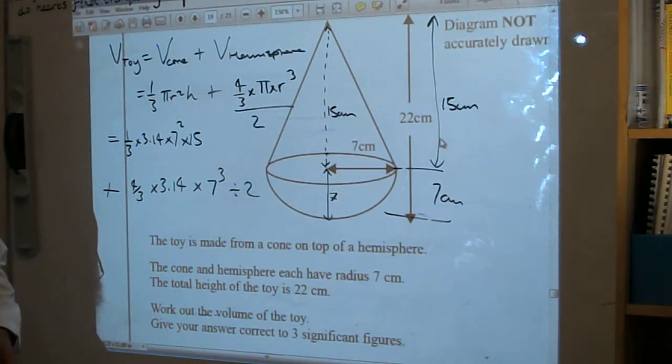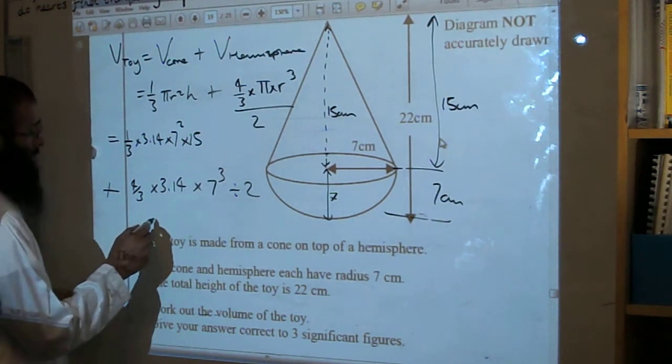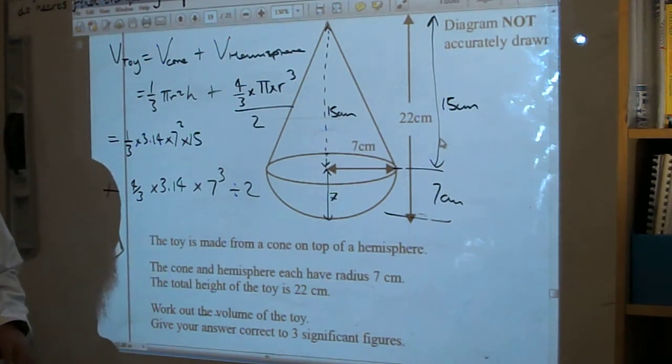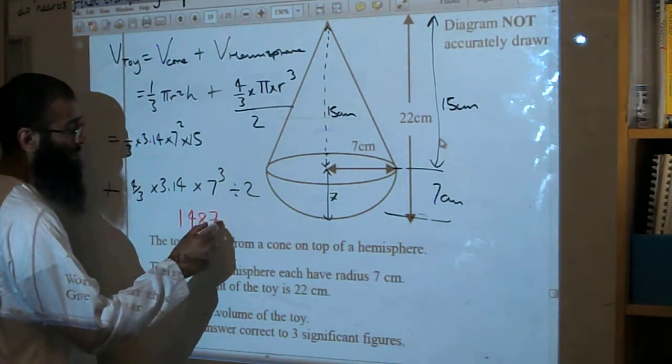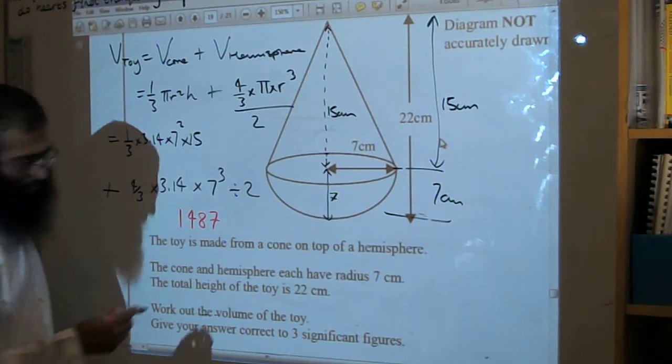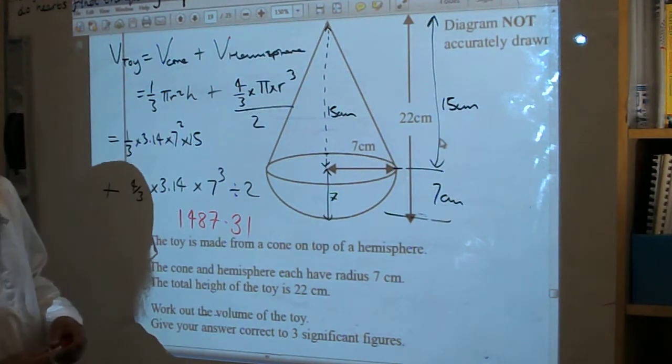Okay, what do we get, folks? What kind of answer are we getting at the moment? 1,409. Okay, I'm going to change the color. Do we get 1,487.31?